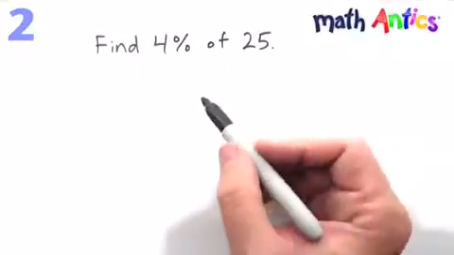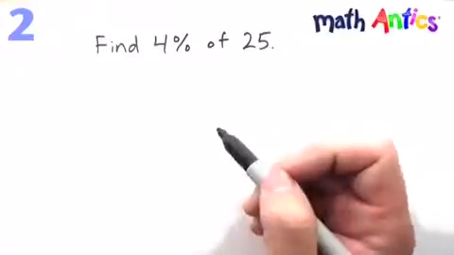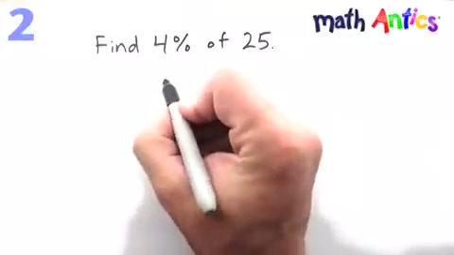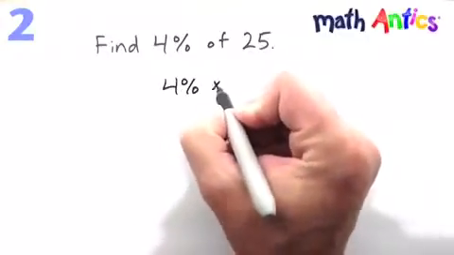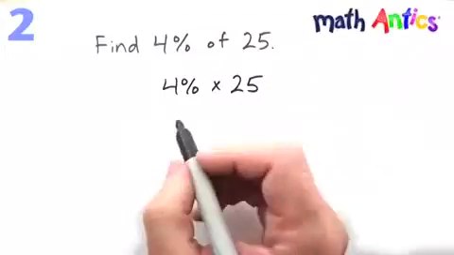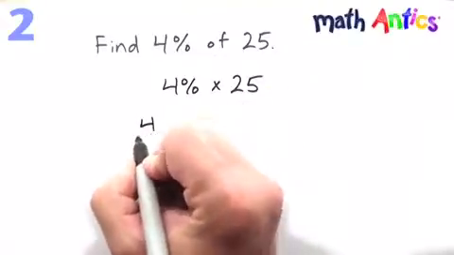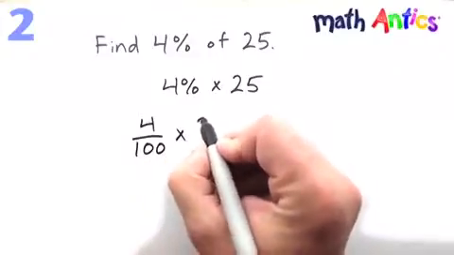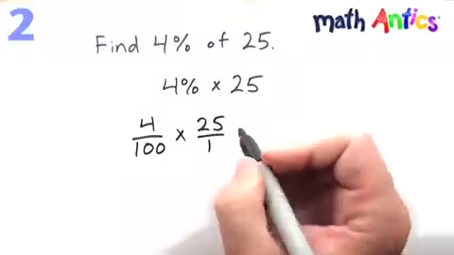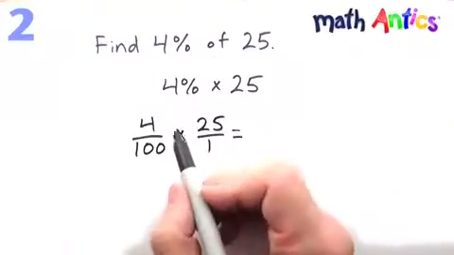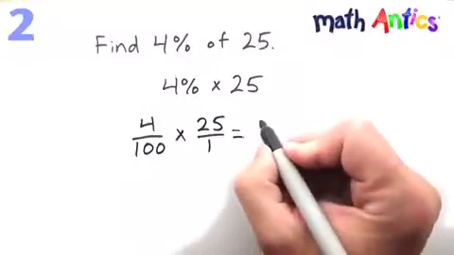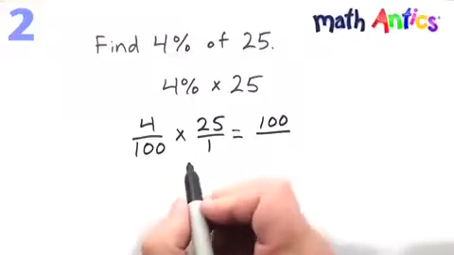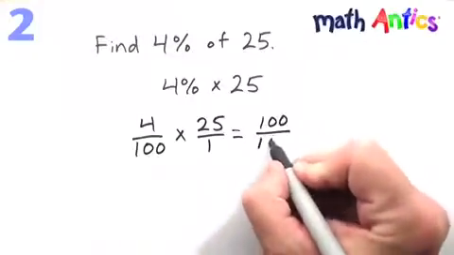For our next problem, we need to find 4% of 25. So once again, this "of" means multiply. So let's write it that way: 4% times 25. And once again, we'll write them both in their fraction form: 4 over 100 times 25 over 1. And then we just multiply. 4 times 25, we multiply the top numbers. 4 times 25 is 100. Then multiply the bottom numbers. 100 times 1 is 100.